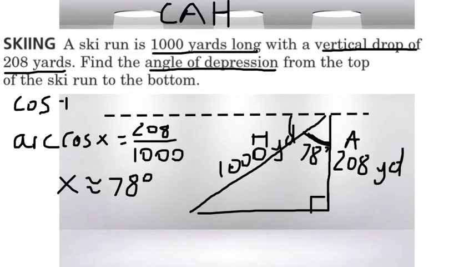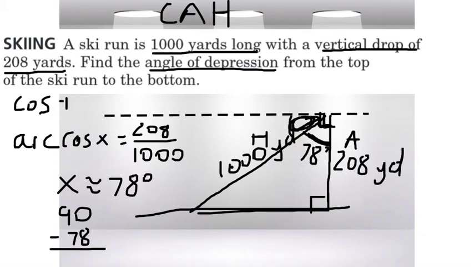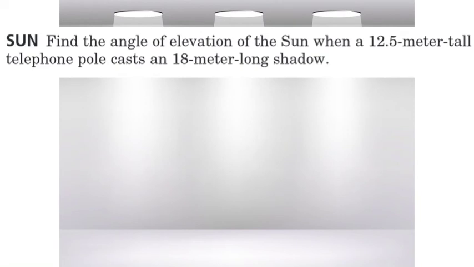Okay, that is not the angle of depression. The angle of depression is inside here. So how do we get that? Well, notice this horizontal line is parallel to the bottom, meaning there's a right angle here as well. So long story short, you're going to subtract 90 from 78, which is 12 degrees. So the angle of depression is 12 degrees.